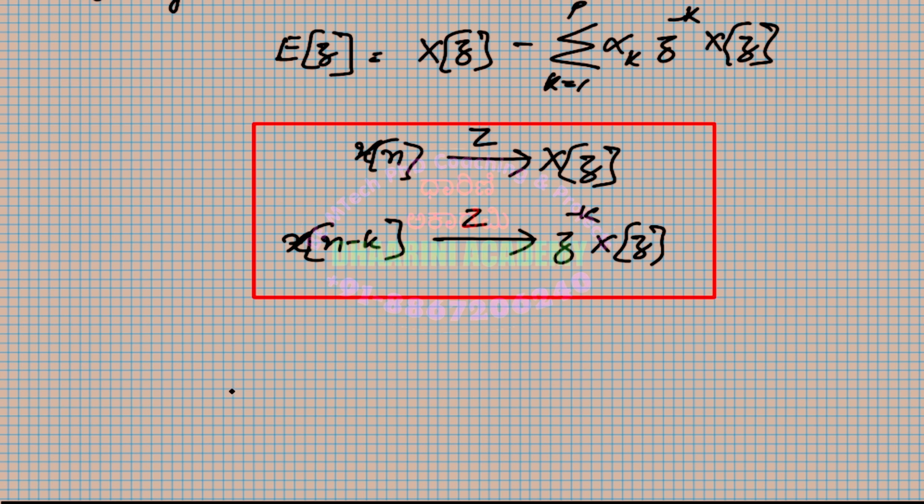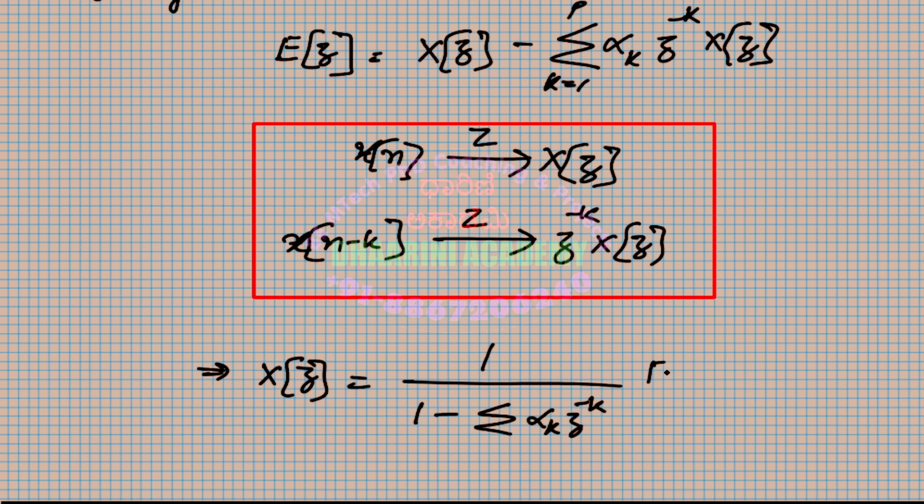Okay, so this implies x of z is equal to, I have taken the x of z common from the right hand side of the above equation, right? I'll move the remaining term to the other side. So that will be 1 divided by 1 minus the same summation alpha k z to the minus k into e of z. Are you okay with this? So this is the term what we have.